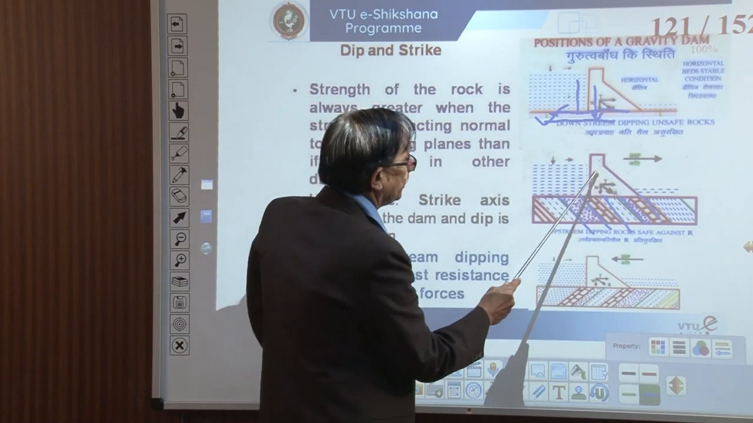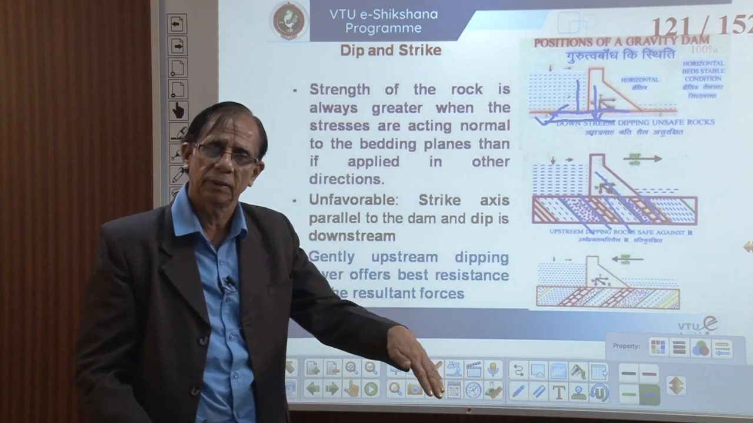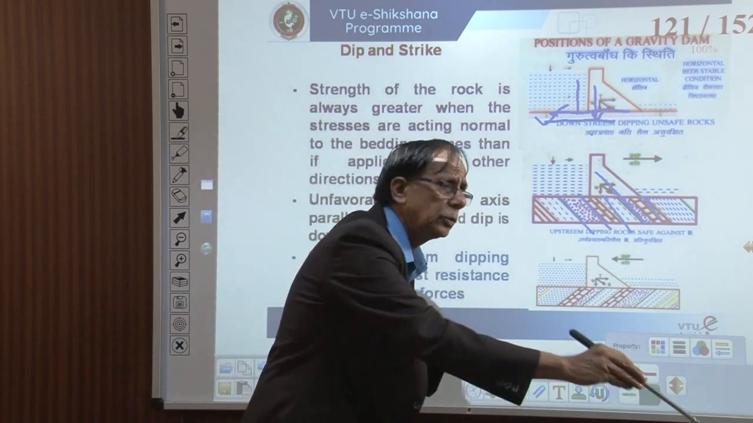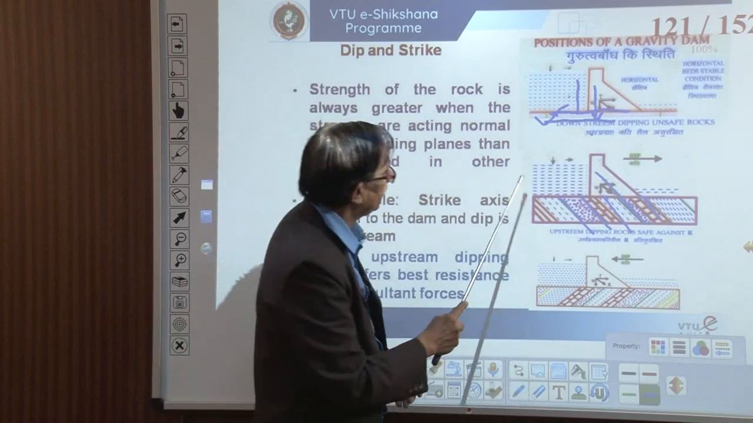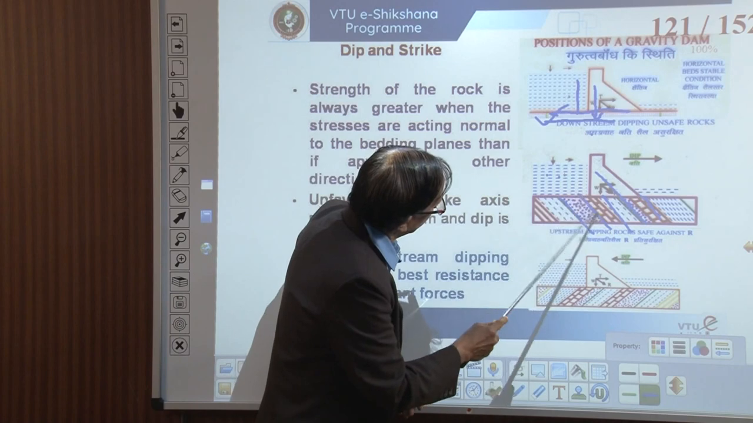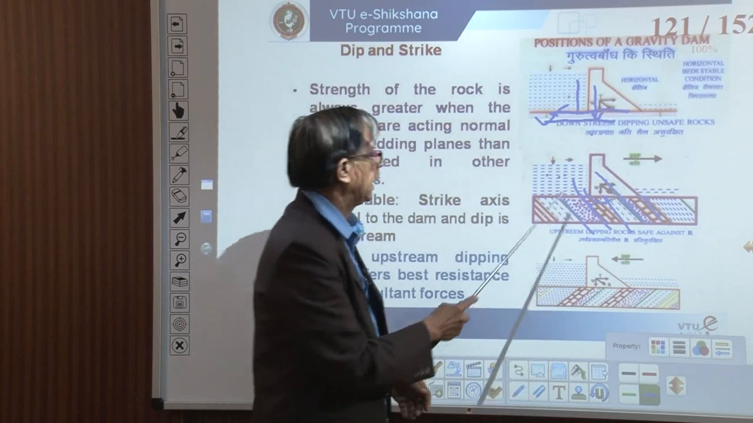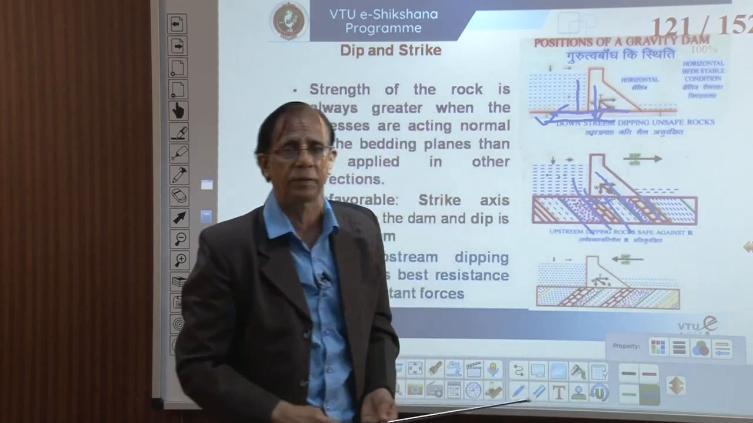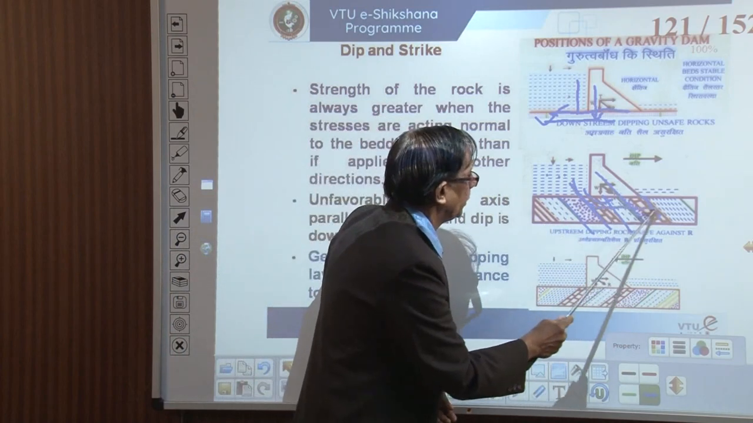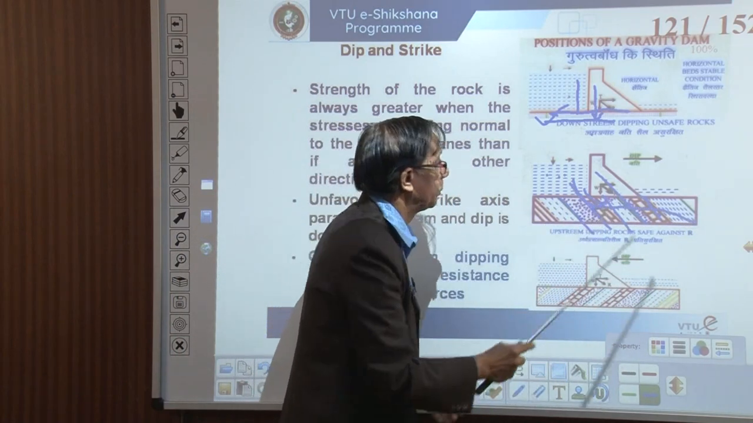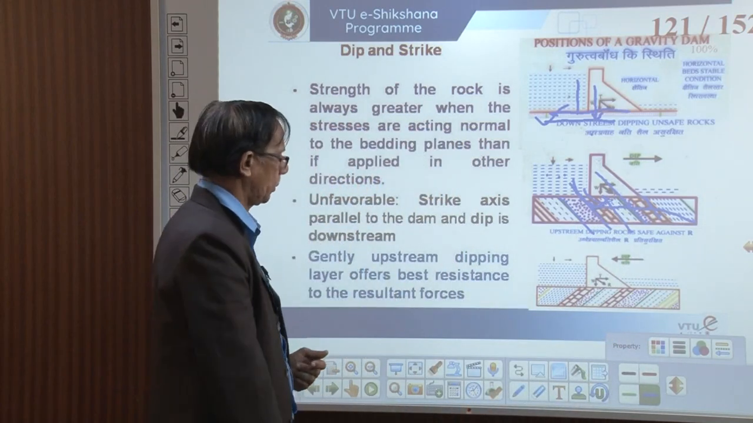One is the resultant force and bedding planes are parallel to each other. Weak condition, both have a tendency to slide. Therefore, this is one condition, weak. Second, this is the reservoir, these are the bedding planes. Along the bedding plane, there is a possibility of seepage or escape of water. Some of this water may move below the foundation and may develop uplift pressure. This is the second problem.